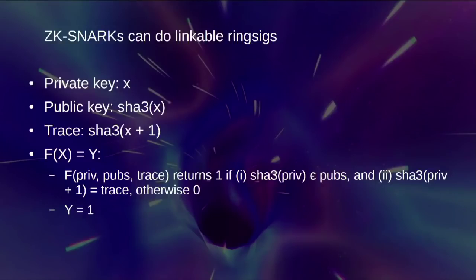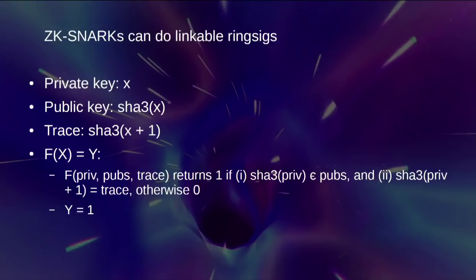So ZK snarks can do linkable ring signatures. This is actually kind of fun. Here's just one sketch of how you might use ZK snarks to do linkable ring signatures. Any individual's private key is going to be some number, x. Their public key is going to be the hash of x. And the trace is going to be the hash of x plus 1.